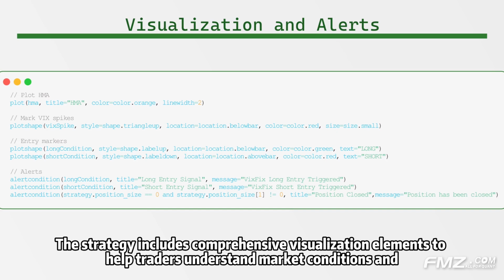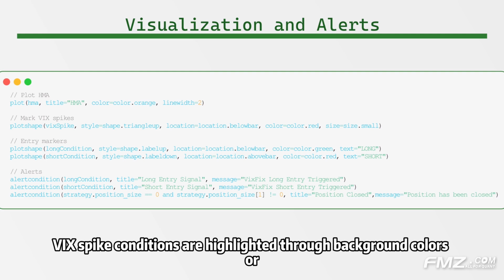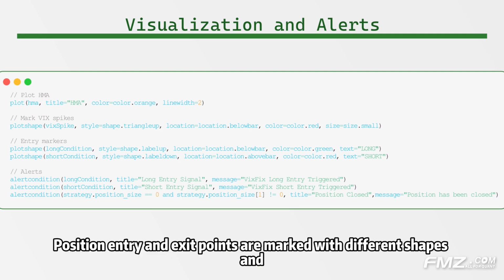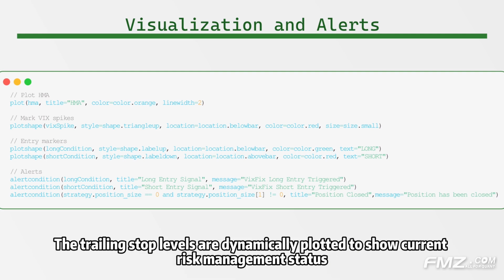The strategy includes comprehensive visualization elements to help traders understand market conditions and position status. The HMA line is plotted in orange to clearly show trend direction and slope changes. VIX spike conditions are highlighted through background colors or markers to identify panic moments. Position entry and exit points are marked with different shapes and colors for easy identification. The trailing stop levels are dynamically plotted to show current risk management status.